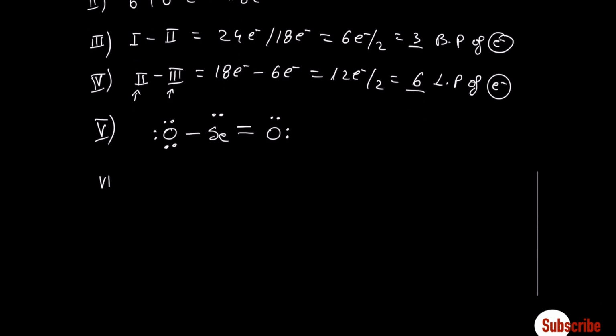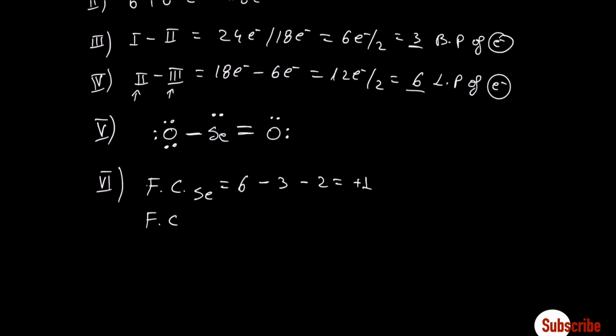Step 6, we have to find the formal charges. Formal charge for selenium is equal to group 6 for selenium minus 3 bonds, 1, 2, 3, minus 2 unshared electrons, equal to plus 1. Formal charge for oxygen on the left, because we have 2 oxygens, one with a single bond, one with a double bond. We have group 6 minus 1 bond minus 6 electrons that are unshared, equal to minus 1.